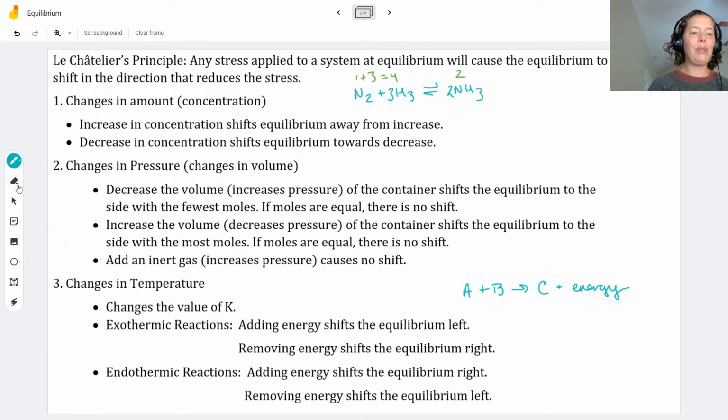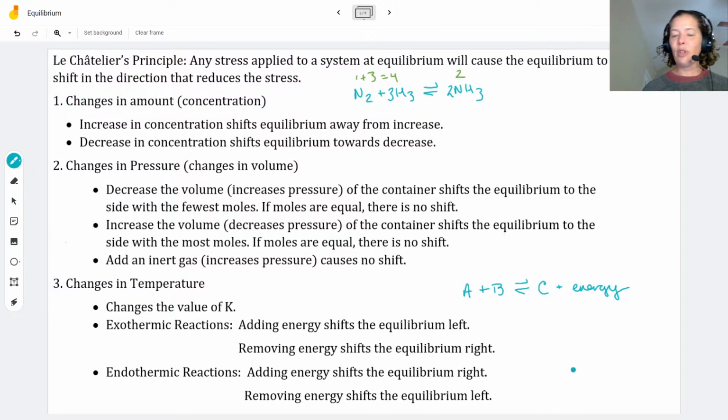Oh my goodness, I can't believe I did that. I didn't put in my equilibrium arrows. I'm sorry. You're going to shift away from that added energy. So you're going to shift to the left, you're going to shift to the reactants. So if you think about removing energy, so you decrease this amount of energy, you're going to shift towards it. So you're going to shift to the right, you're going to shift to the products. So I like thinking about the temperature changes as having energy as either a product or reactant, because then I'm using the same rules that I use for changing the amount of either a reactant or a product.